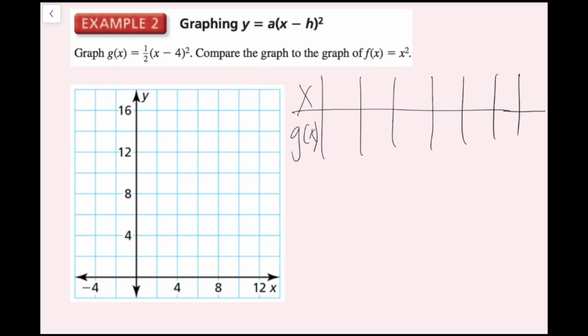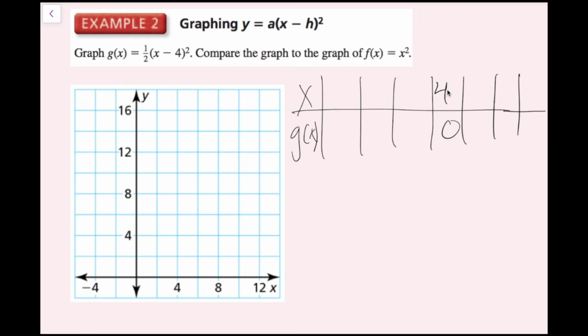And my middle value is actually going to be 4 here because I have a horizontal translation of my vertex, which is going to be 4 units from 0, and it's going right because it's this minus here. And if you remember, this h value right here represents the x component of the vertex. So this is going to be 4. I'll put that in the middle. And then since I don't have a constant term being added here yet, this is just going to be 0 for my output. And you can do that out here. If you plug 4 in, you get 4 minus 4 is 0, 0 squared is 0, 0 times 1/2 is 0. So we still get 0 here.